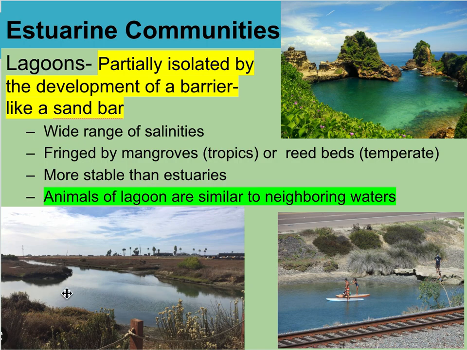So it's this very stable ocean water environment that has a lot of the same types of animals and organisms that live in the ocean nearby. It just is a place that's very protected, and again, can be like a nursery for smaller animals to come and live. And so that is where we get the name of a lagoon.